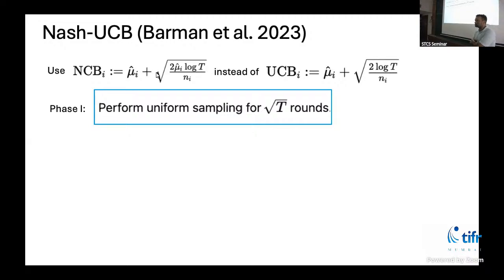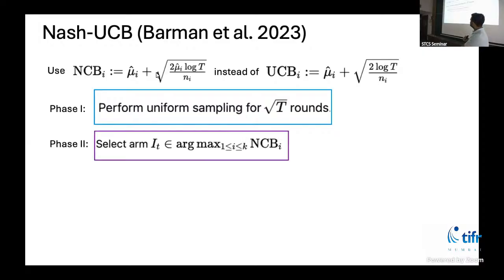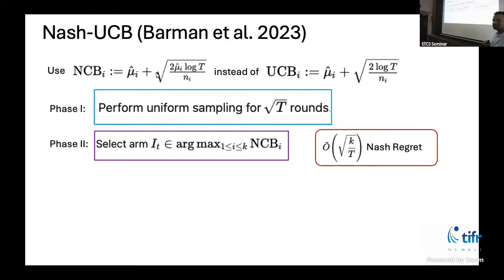They run a two-phase algorithm. The first phase is just uniform exploration for square root number of rounds. In the second phase, I just pick the arm which has the highest Nash confidence bound, instead of the UCB bound which the UCB algorithm uses. They showed that this simple strategy gives order of square root k by T Nash regret, which is the same scaling as the average regret. I'm hiding some log T, log k factors here, but we get the same scale. And these are optimal because the lower bound also exists.